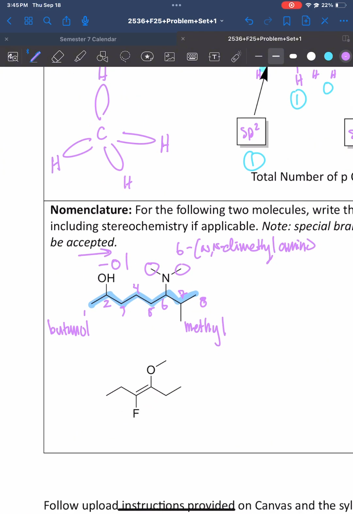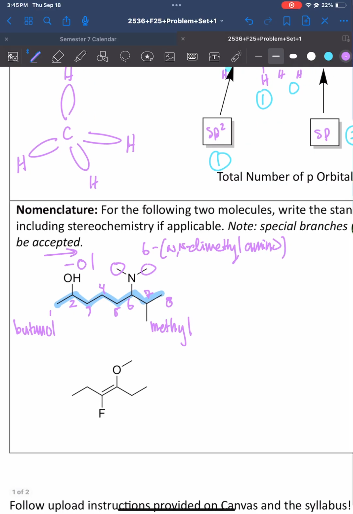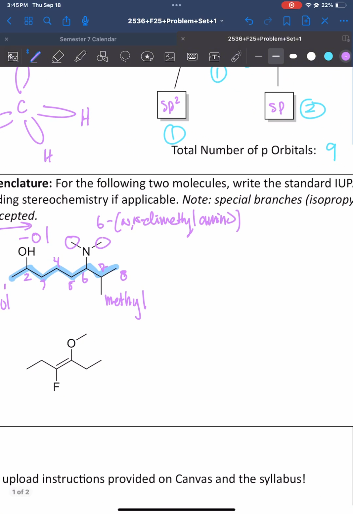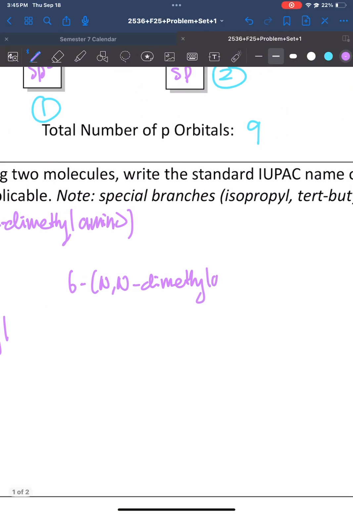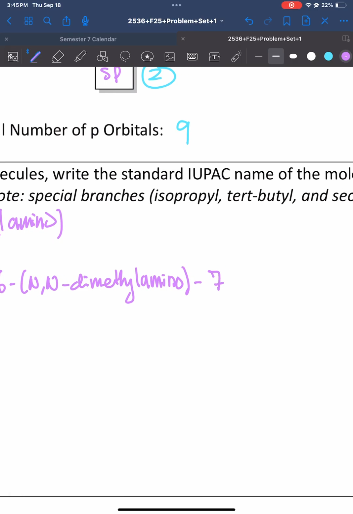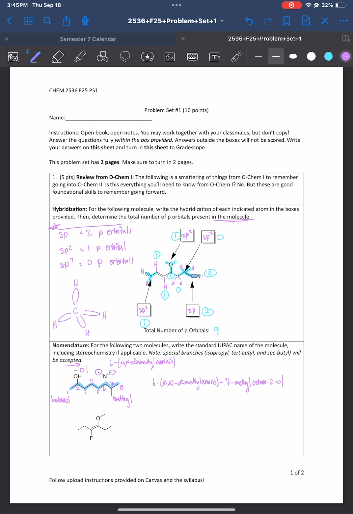Okay, so now we have all of our little side chains labeled. We can go ahead and name the primary chain. So we have 6-N,N-dimethylamino-7-methyloctan-2-ol.